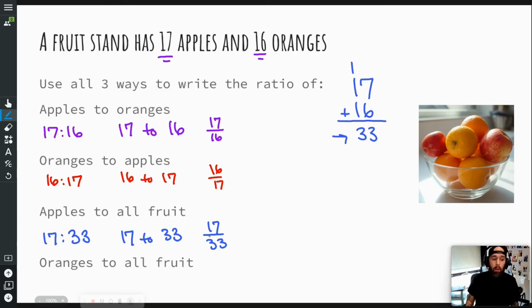Last but not least, oranges to all fruit. There's 16 oranges, there's 33 pieces of fruit, so that's going to be 16 to 33, which could be written as 16 to 33, or as 16 to 33, the fraction.